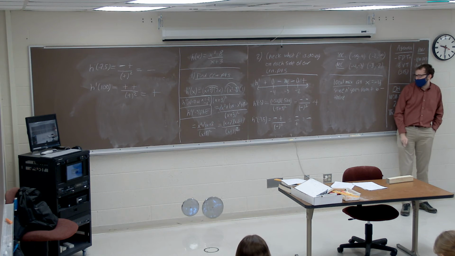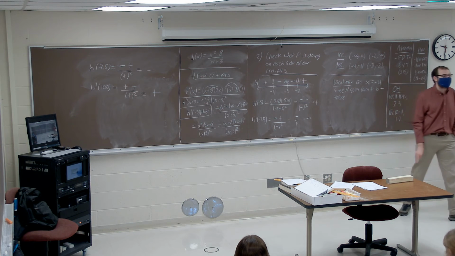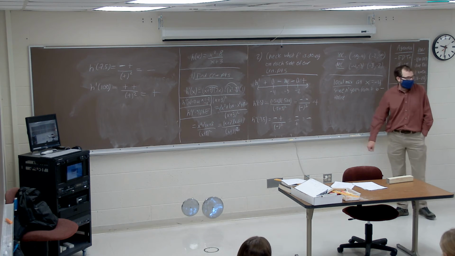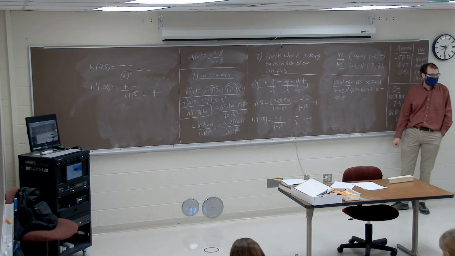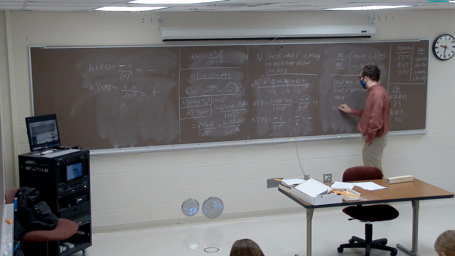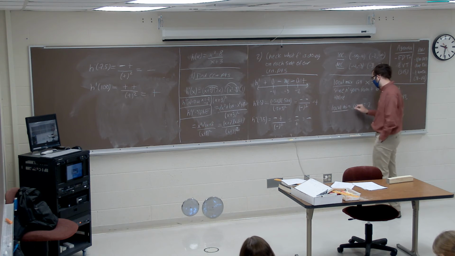How about local mins? Ellen, are there any values of x at which we are going to have a local minimum occurring? Yes, at negative 2. Why is that? Because the function changes from negative to positive. Which function? The derivative. Yeah. We're going to have a local min at x equals negative 2, since h prime goes from negative to positive.